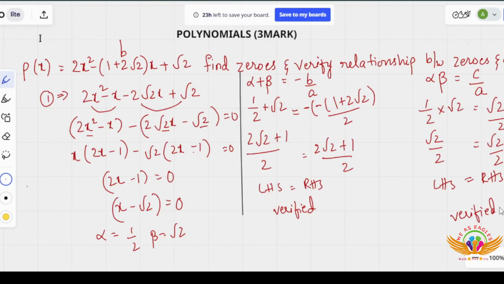Okay, done. So here we didn't do any factors. We just directly took common from the polynomial itself. Hope you understood this.